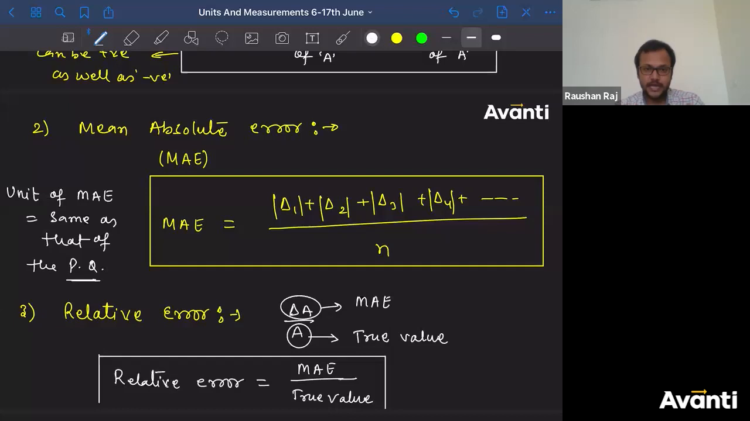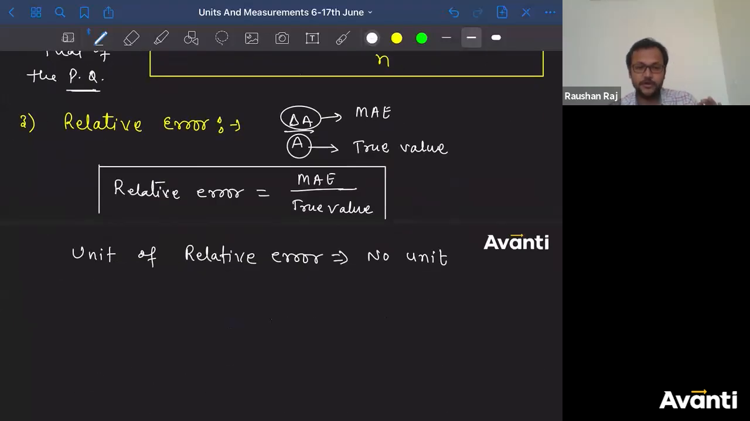If you are measuring length, and if that length is in centimeter, the unit of mean absolute error will be in centimeter. If you are measuring length in meter, the unit of mean absolute error will be in meter. If you are measuring pressure in terms of Pascal, the unit of mean absolute error will be in terms of Pascal. So the unit of mean absolute error or absolute error will be same as that of the physical quantity. But on the other hand, relative error will not have any unit because both of them will get cancelled.